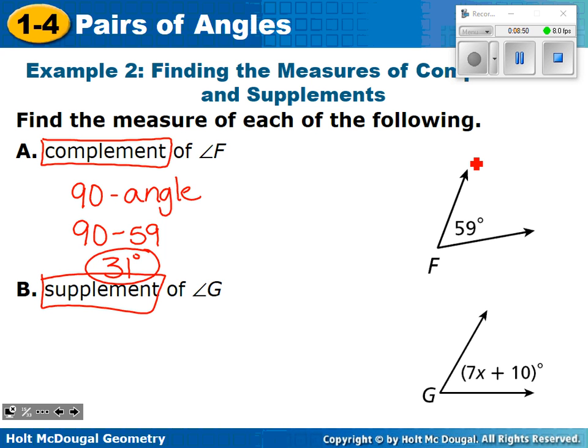Different than the homework that was due today, where you had expressions and you actually had to solve for X, okay? But on this problem, if it just says find the supplement of G, all we're going to do is use our definition for supplement. What do I write down to start with? 180? It's not just 180. Supplement does not mean 180. What does supplement mean?